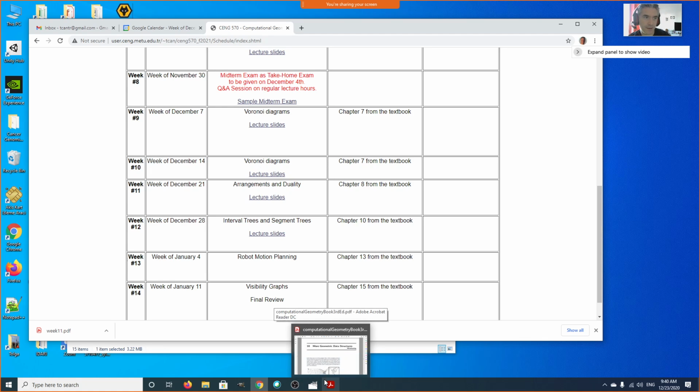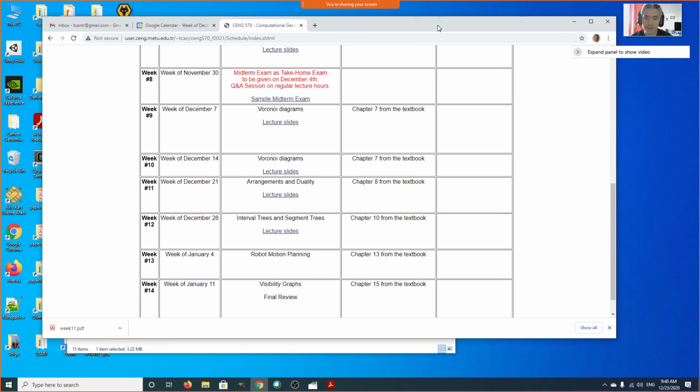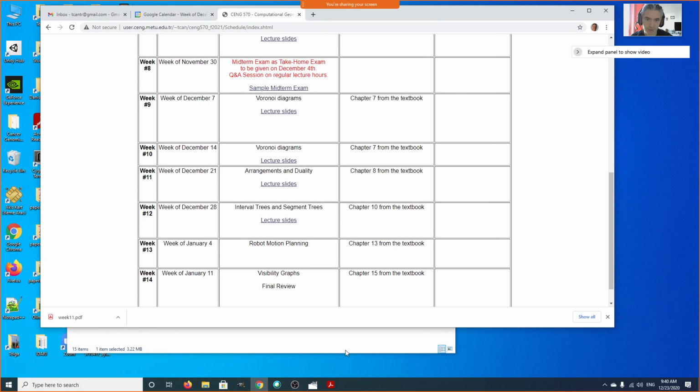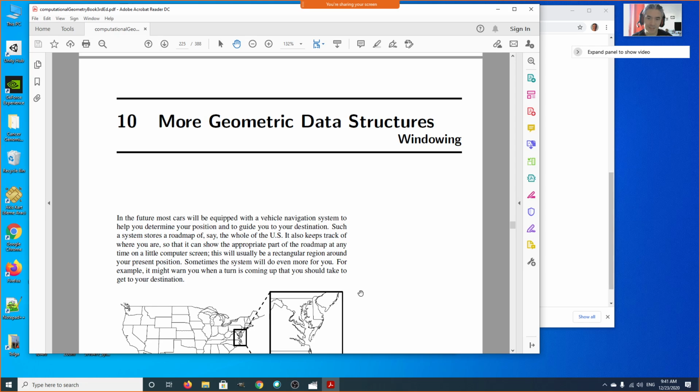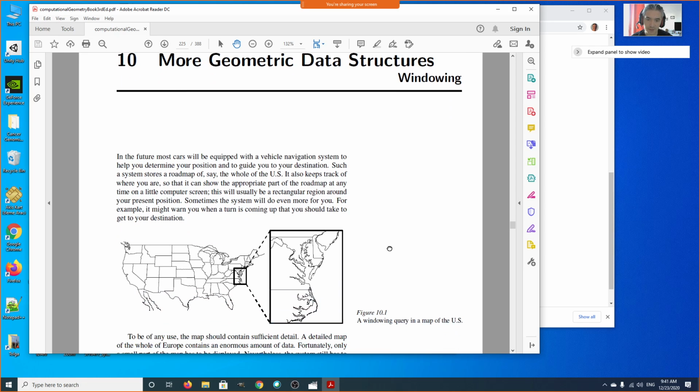Okay, today we are going to cover chapter 10 from the textbook, and we are going to see new data structures like interval trees, segment trees, and priority search trees. I'm going to first summarize the problem that we are going to solve and also give an overview of the data structures we are going to learn. Then we are going to go into the details of these data structures.